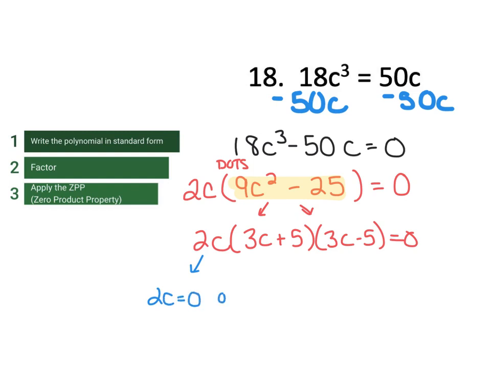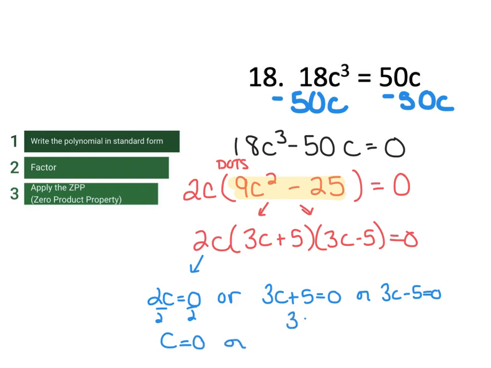Now I apply the ZPP, which says 2c equals 0, or 3c plus 5 equals 0, or 3c minus 5 equals 0, and I will solve each of these. Dividing by 2 in the first produces c equals 0. It's only there one time.